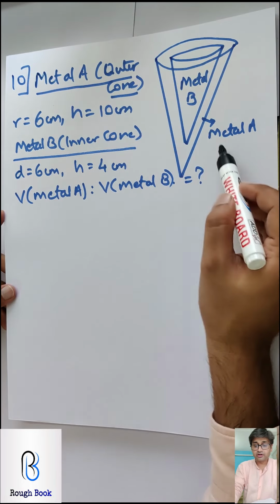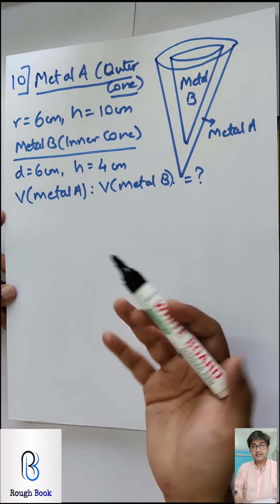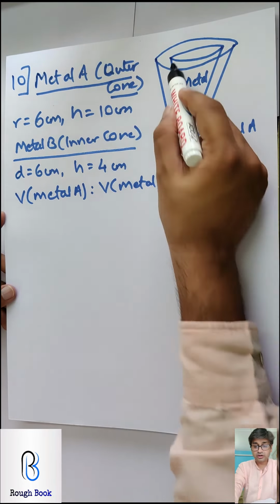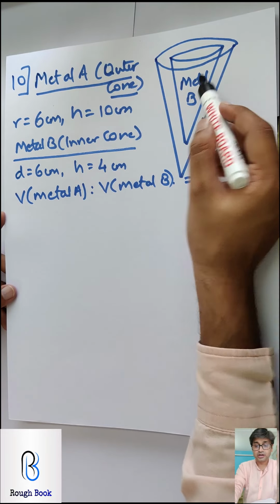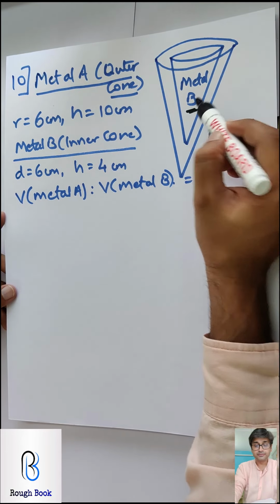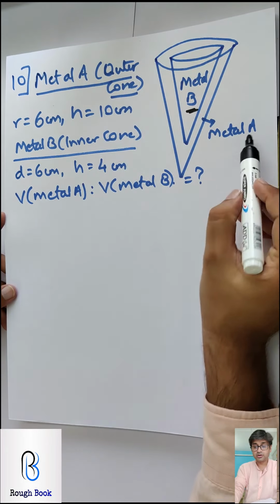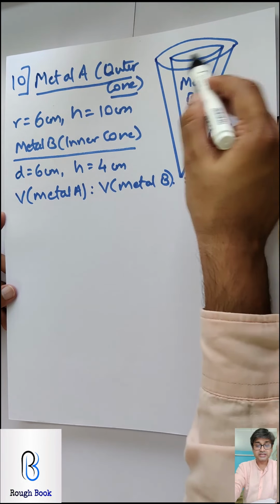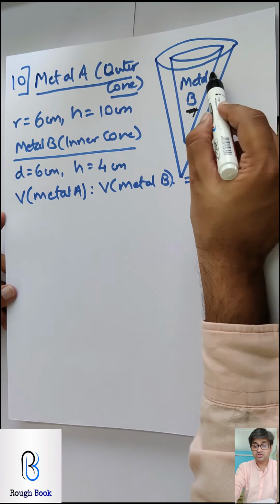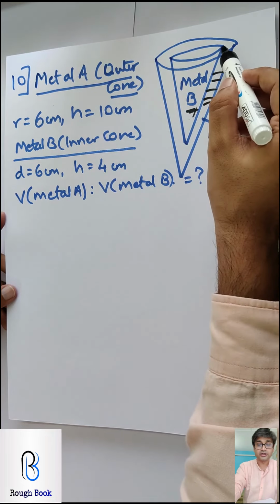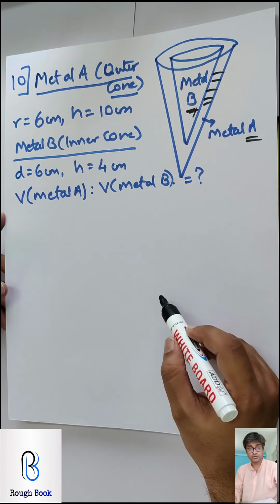So this cone is made of metal A. Metal A is very heavy. So they make a cavity here and fill metal B inside. So two metals are there now, A and B. B is the inside cone and A is just this. It's not the entire outside cone. Outside minus inside, both, okay?